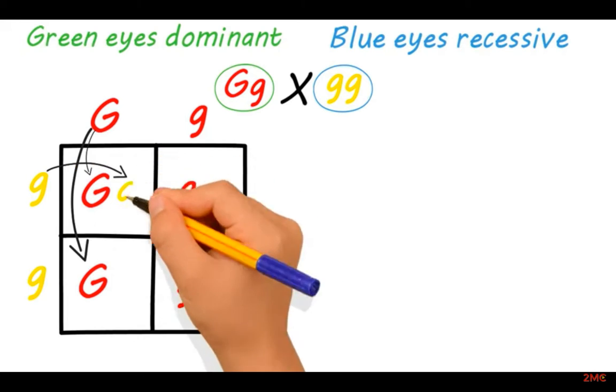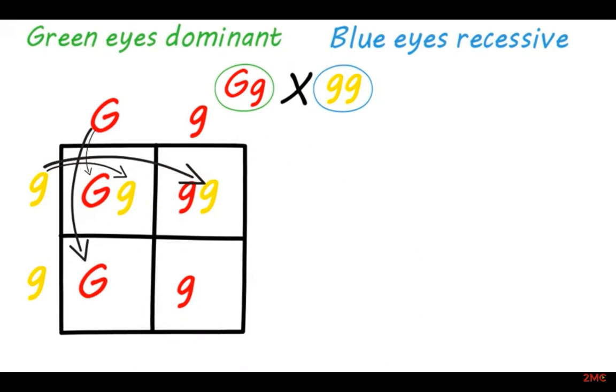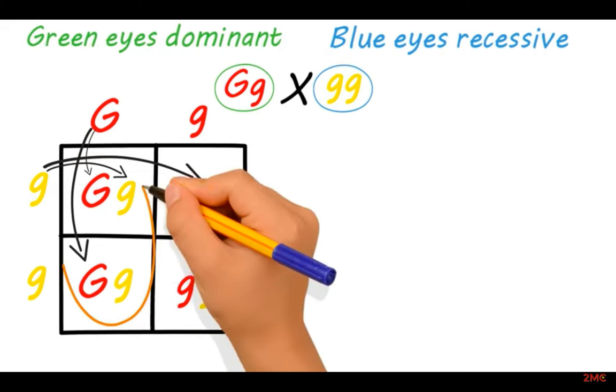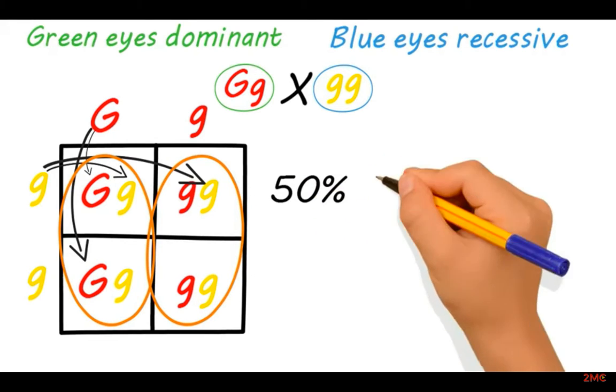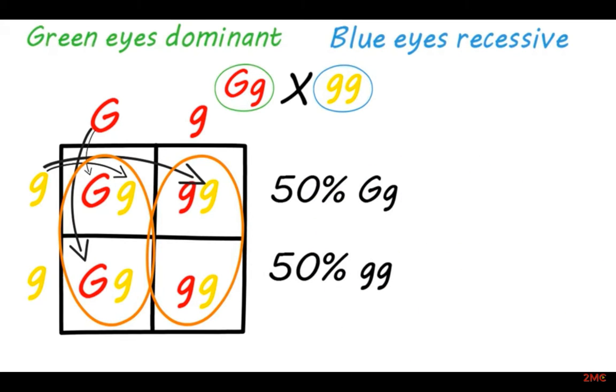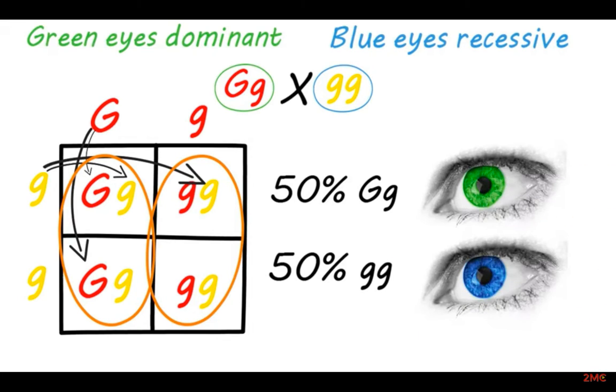Each quadrant will represent a 25% chance that that genotype will result in the offspring. So in this case, we have only 2 possible genotypes, big G, little g, and little g, little g, and each genotype has a 50% chance of showing up in the offspring. Similarly, you have 2 possible phenotypes, green eyes and blue eyes, with a 50% chance of each. Let's look at another example.